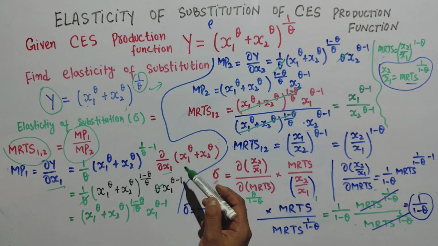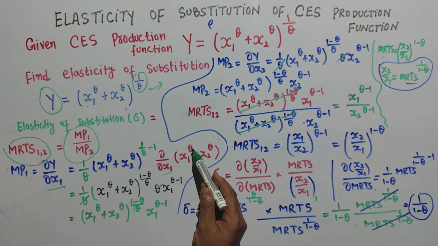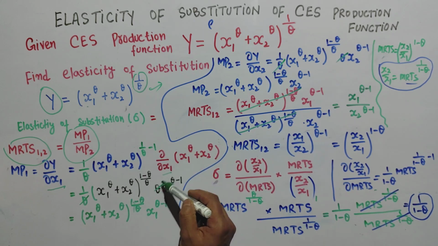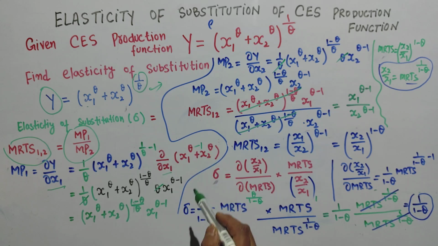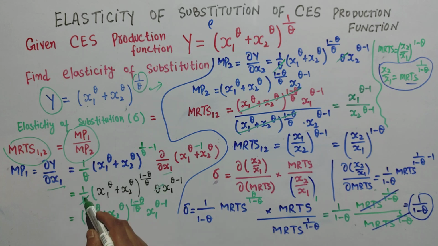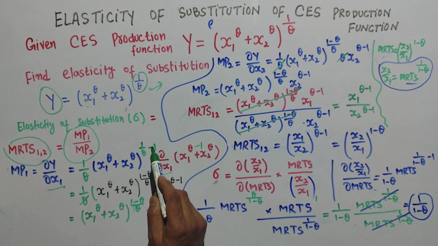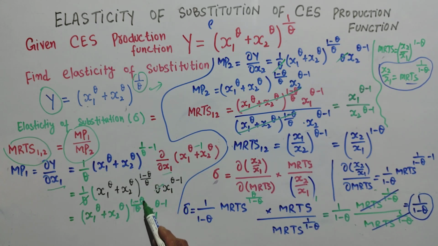Now the derivative of x1 raised to the power theta, again using the power function rule, theta becomes the coefficient and the exponent is subtracted by 1. We get x1 raised to the power theta minus 1. Here theta and theta get cancelled. We are left with this term. When we subtract 1 from 1 upon theta, we get (1 minus theta) upon theta, and the term becomes x1 raised to the power theta minus 1. This is the marginal product of x1.